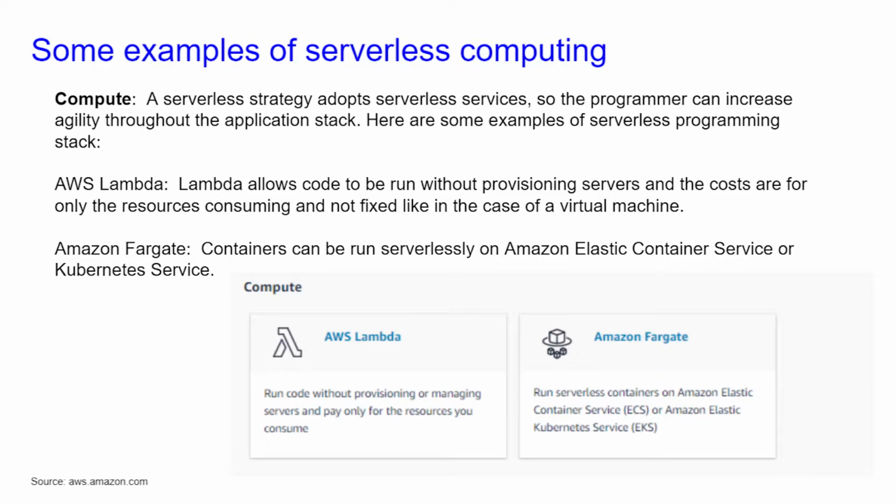So in AWS, we have AWS Lambda and Amazon Fargate. AWS Lambda allows code to be run without provisioning servers, and the costs are for only the resources consumed and not fixed like in the case of a virtual machine. So if I were only to run 10 megabytes of code, I would only be charged for that amount. Whereas if I were to do the same but on a virtual machine, I would be charged the cost of the virtual machine instead of how much code I'm actually running. And in Amazon Fargate, containers can be run serverlessly on Amazon Elastic Container Service or Kubernetes service.